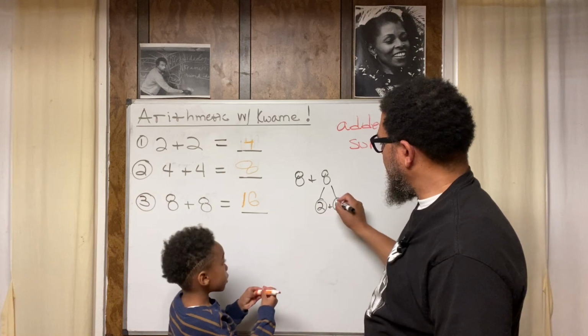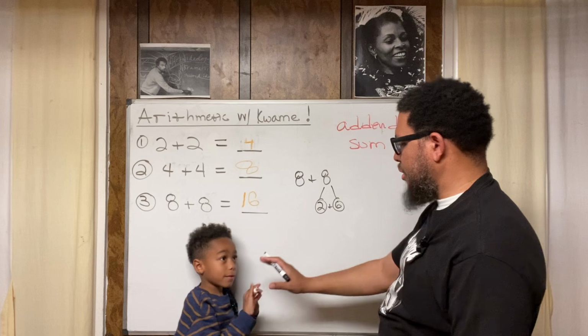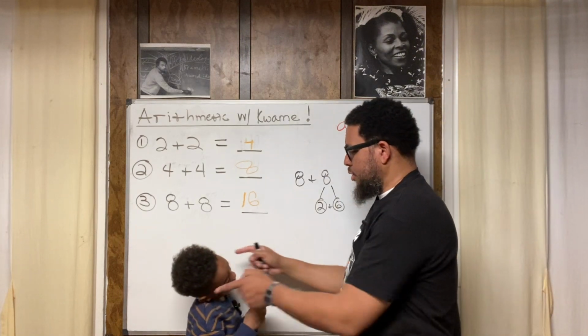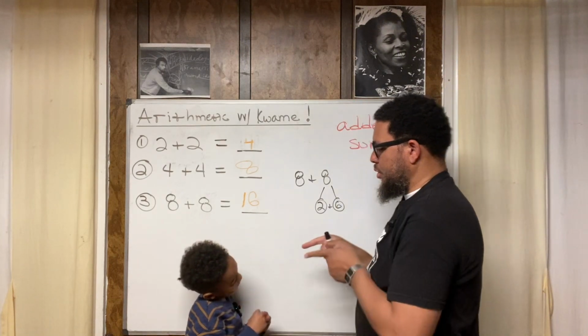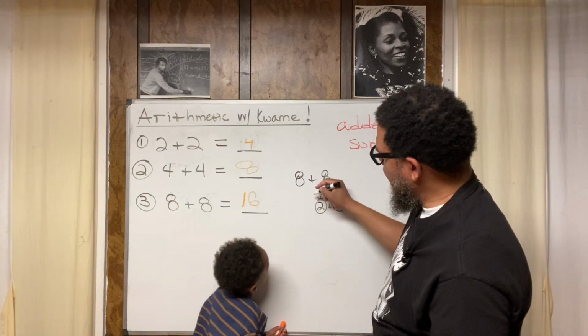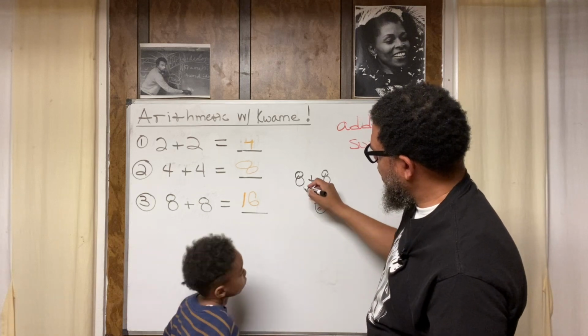Number bond: a 2 and a 6 make 8. Now don't write nothing. Now it's time to listen and watch. Listen with your ears. Watch with your eyes. All right, we got 2 and 6. So then I take the 8 and I connect it to the 2.